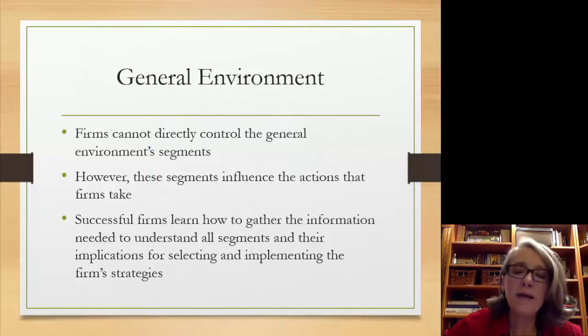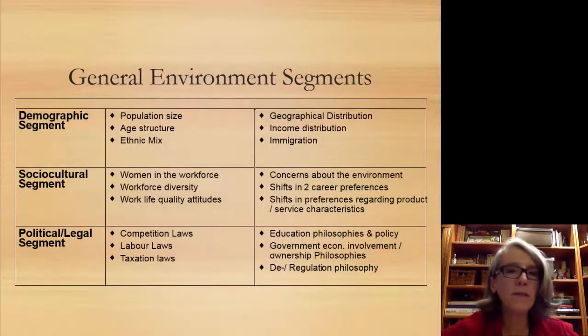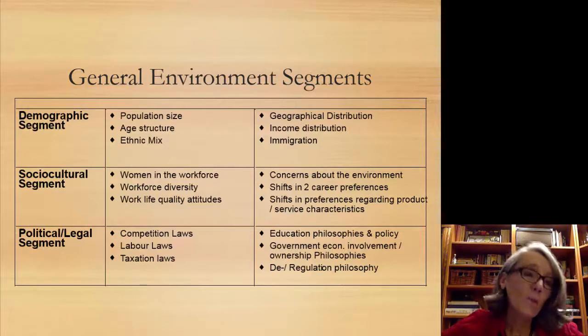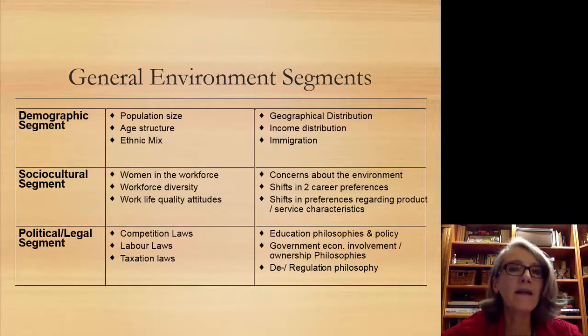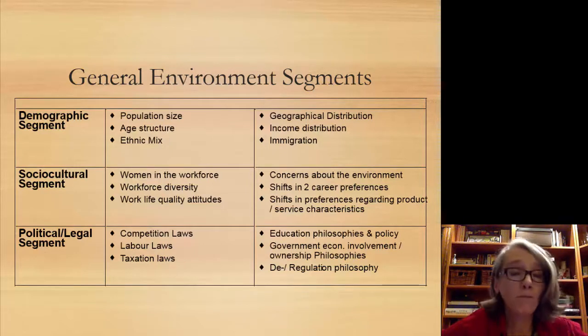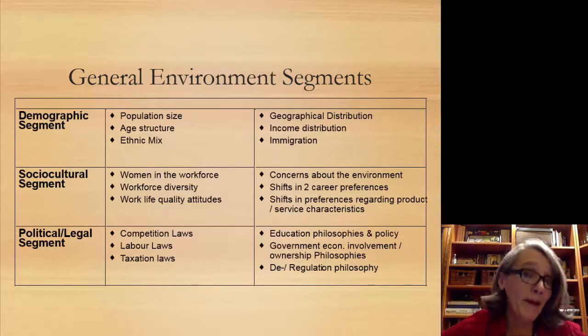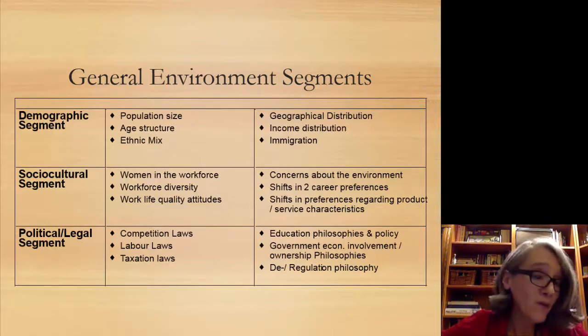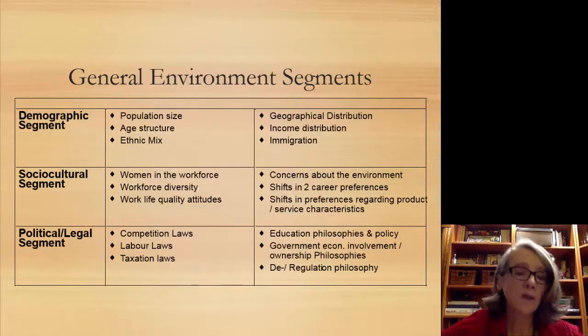So we're going to look at these segments together rapidly. Demographic, sociocultural, and political legal segments are covered on this slide. So basically, the demographic segment has to do with the population size, mix, and so on. Things that you would consider are, for example, baby boomers are retiring. They're going to have more time and money to spend, for example, on outdoor activities, which would have an impact on the sportswear industry that we have discussed together in class.